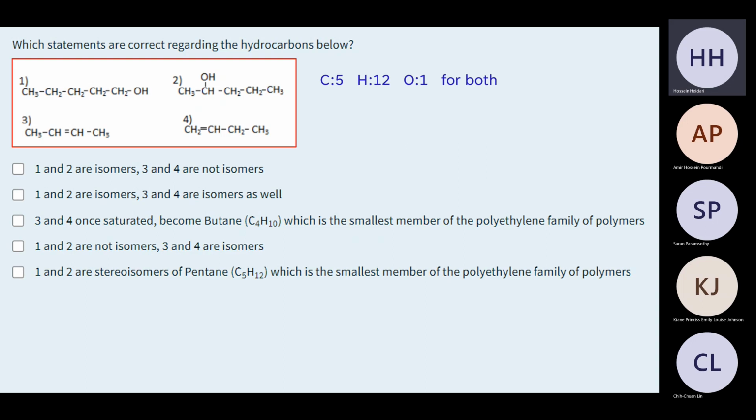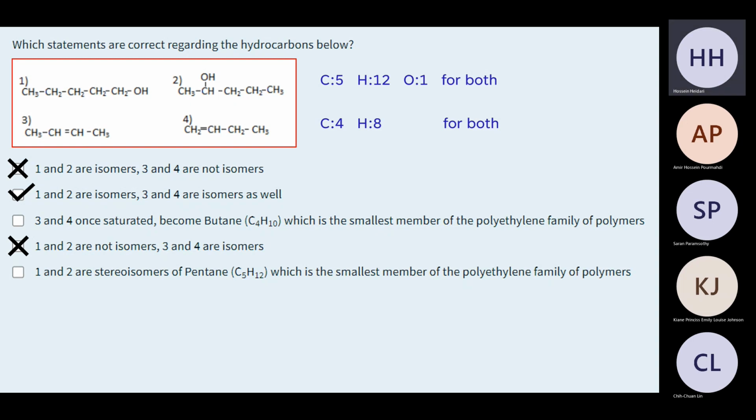What about 3 and 4? They're also isomers. So clearly, the second choice is correct, and choices 1 and 4 are not correct. Now, what about this last choice here? 1 and 2 are stereoisomers of pentane. Is this part correct? No, because pentane, what's it missing? Oxygen. So there's 1 oxygen that these have, but pentane doesn't have.